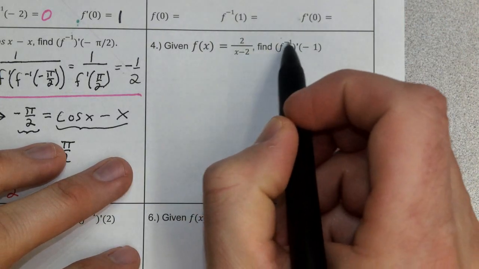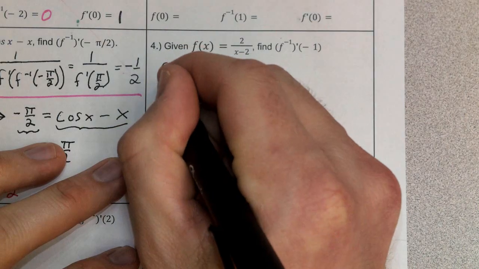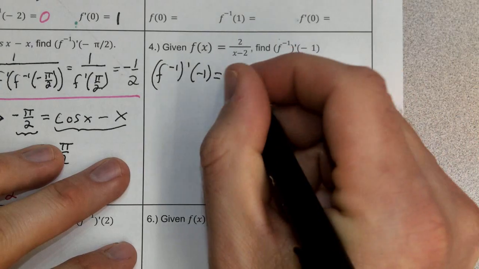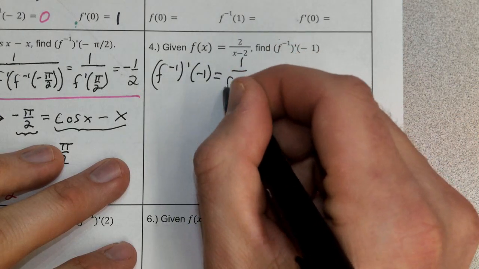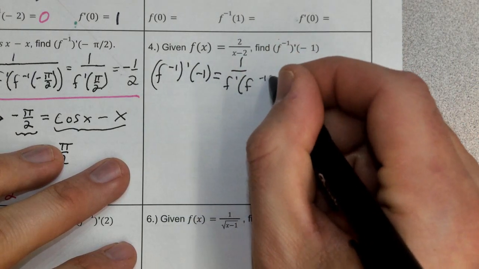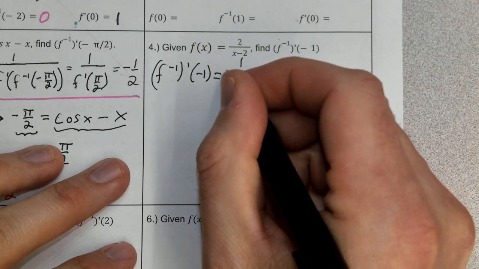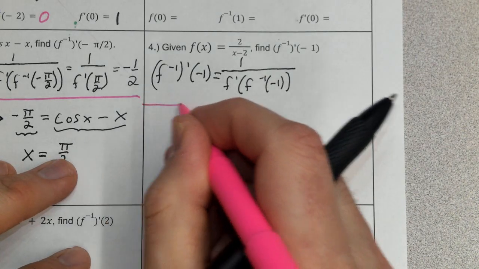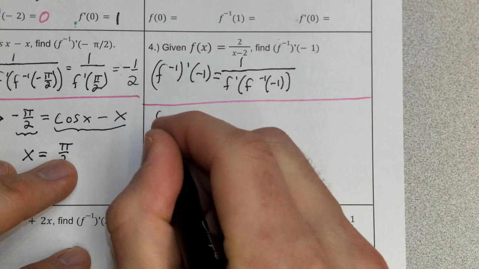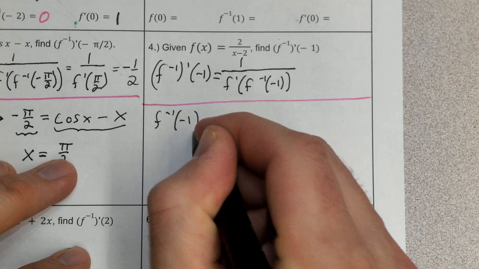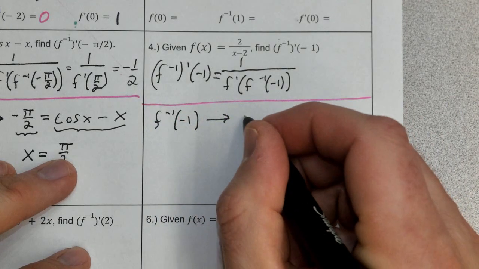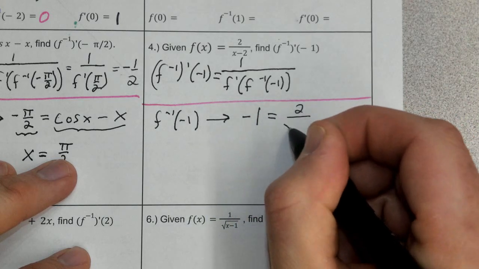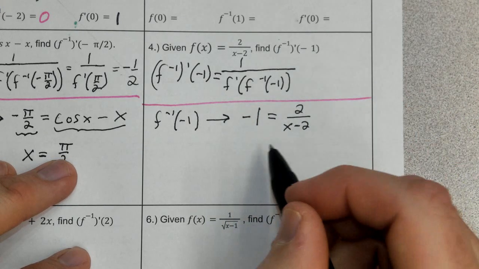So here I want f inverse prime of negative 1. Do the same thing that I've been doing, f inverse prime of negative 1. Rewrite that using my formula. That's 1 over f prime of f inverse of negative 1. Okay. And then I say to myself, well, I need to figure out what that f inverse of negative 1 is. So f inverse of negative 1. That is an equivalent question to saying what x value gives you negative 1 from that function, so 2 over x minus 2. And this one is pretty manageable to solve.